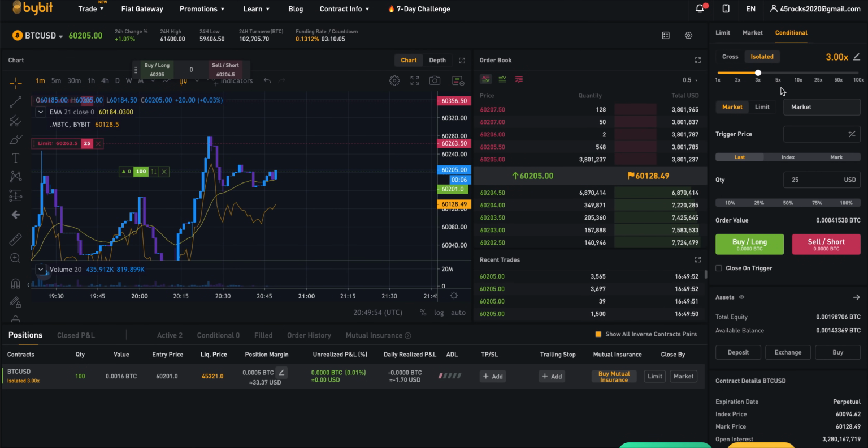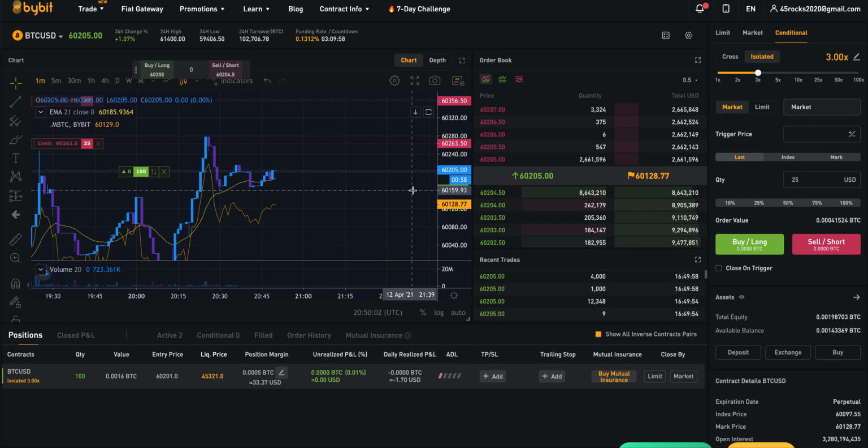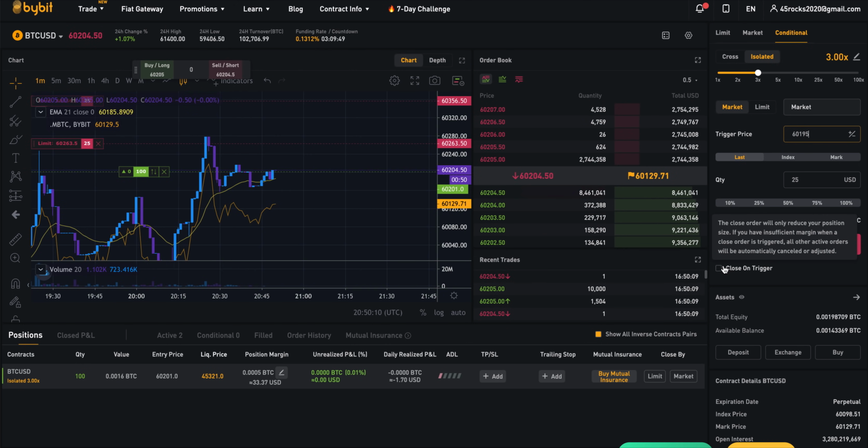But what you're going to do to set multiple stop losses is you're going to come to a conditional order, go to market, and then set the level that you want. So let's say I would want to take half my position out at 60,195. So I'm just going to do the trigger price at 60,195. And I'm going to make sure I click close on trigger, because what this will do is it will allow me to not get into a position that I don't want to be in.